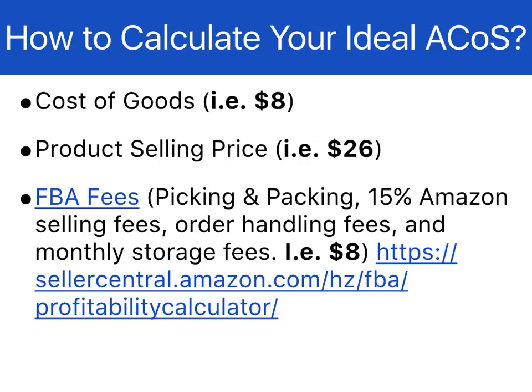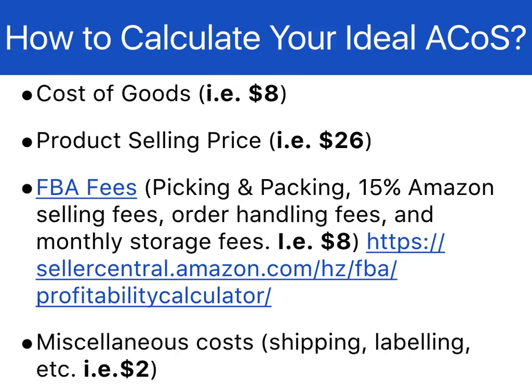The third is to calculate your FBA fees. Now, the 15% Amazon selling fee you can calculate yourself. Picking and packing fees can be found in your inventory page alongside your order handling fees, and the monthly storage fees can be found on the Amazon help page. Or to make things easier, you can use the FBA revenue calculator. Just Google FBA revenue calculator, and it should be the first one that shows up. Or you can type in the link that I've given you here, which is sellercentral.amazon.com/hz/fba/profitabilitycalculator.